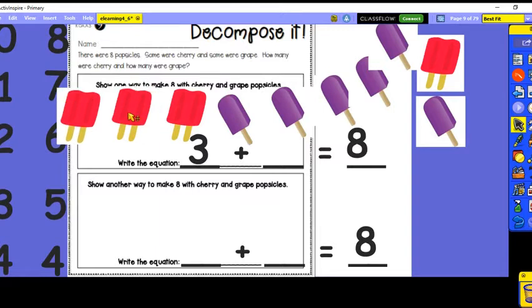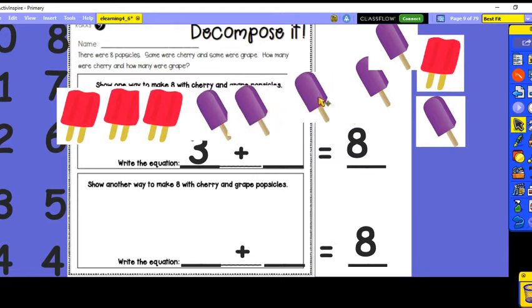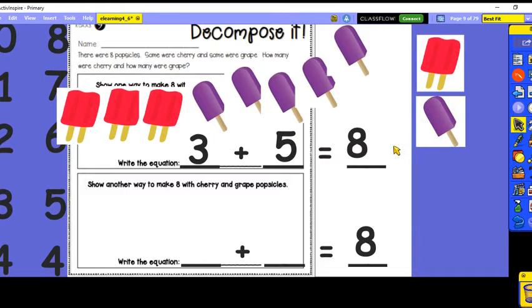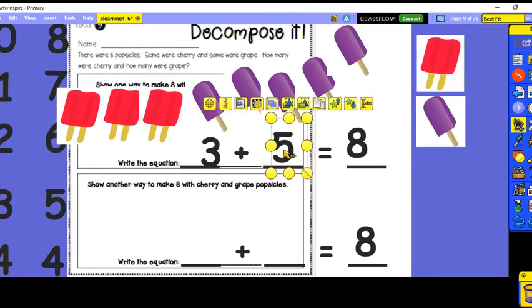Let me move these. So we've got 3 cherry, and let's count how many grape. 1, 2, 3, 4, 5 grapes. So let's get the numeral for 5. 3 plus 5 equals 8. We could also do the related fact, 5 plus 3 equals 8, if we change the order of our add-ins. 5 grape, 3 cherry equals 8. Or we could change the order back and we'll have 3 cherry plus 5 grapes equals 8.